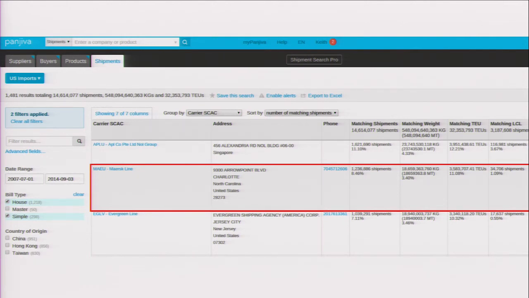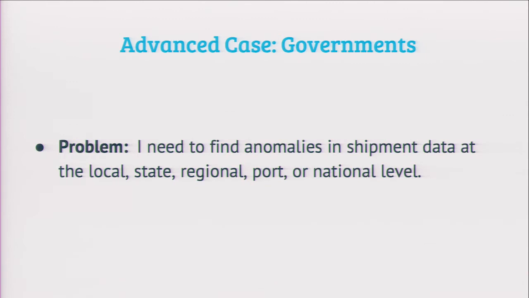And beneath this is more information about each individual company. So it's a really interesting case that takes away from having to kind of guess about your competitors' activities to actually knowing what they're doing in your ports.